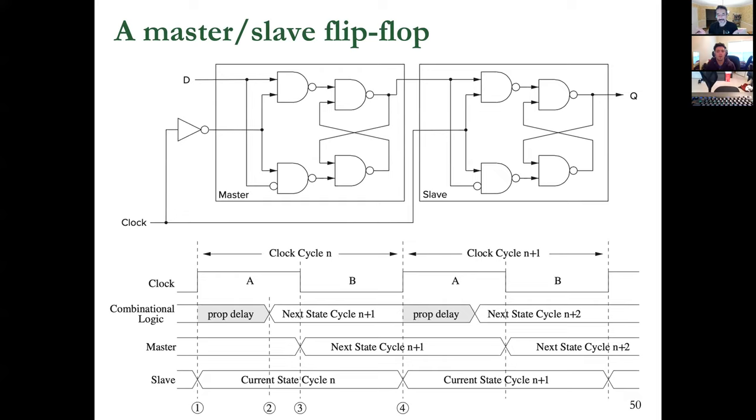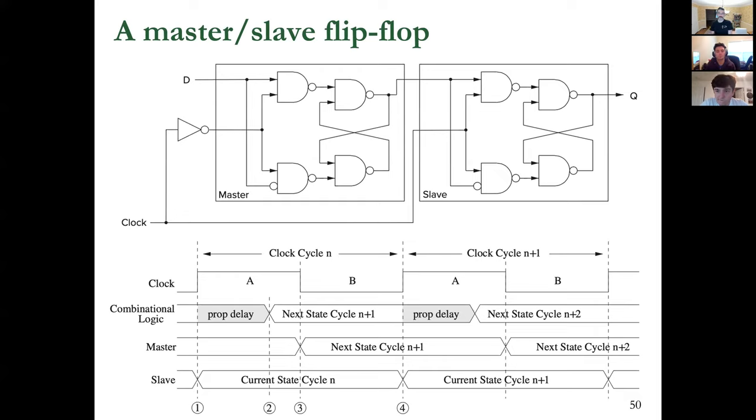And during this period, between three and four, since this signal is zero, whatever is written to the master cannot be transferred to the slave, right? Because again, its enable signal is zero, meaning that you cannot write to the slave at this point. But you have the next value, PC plus one, currently stored in the master, right? At point three.